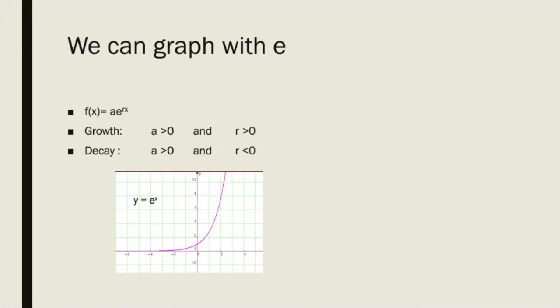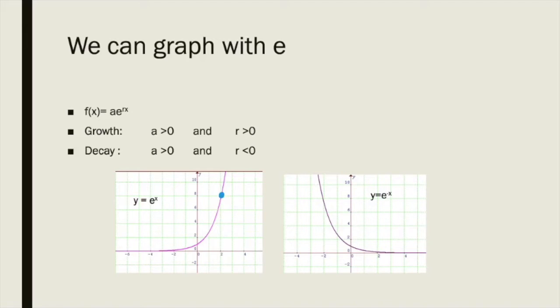All right, here is what just plain old e to the x looks like. Where does it cross the axis? What do you think? What's the A value for this? 1. It's crossing at 1, and this is going to be growth.